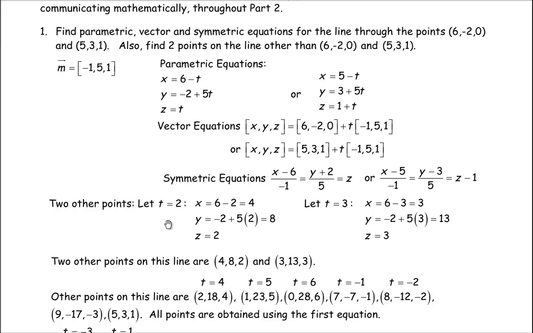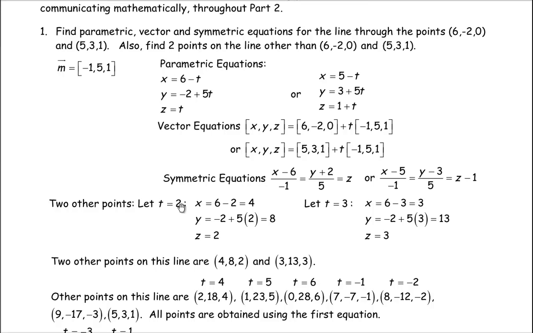To find two other points, substitute non-trivial values in place of t. Non-trivial means not 0. You see, if I put 0 in place of t here, I'll actually generate the point (6, -2, 0), and that's that point there. You're asked to find 2 points other than these two. So I use this first set to find both my points. If I put 2 in place of t, 6 minus 2 would be 4 for x. If I put 2 in there, that's 10 minus 2 is 8. And of course 2 in place of t, then z is 2. And so the point (4, 8, 2) is a point on this line.